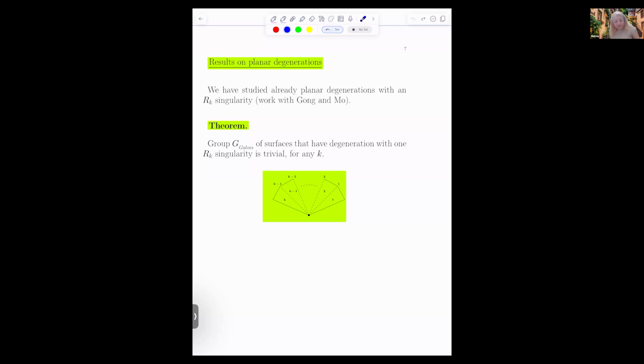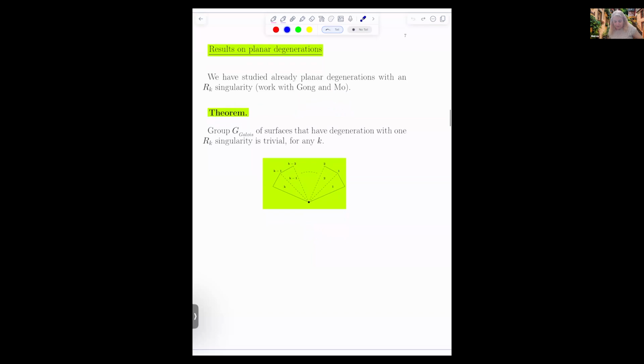Now some results on planar degeneration. For example, we have studied a planar degeneration with RK singularity. So we take all the surfaces that degenerate to such degeneration. You can see here one RK singularity, okay? And we succeeded to prove that the Galois fundamental group, the fundamental group of the Galois cover of the surface S, is trivial for any K. This is a joint work with Gong and Mo.